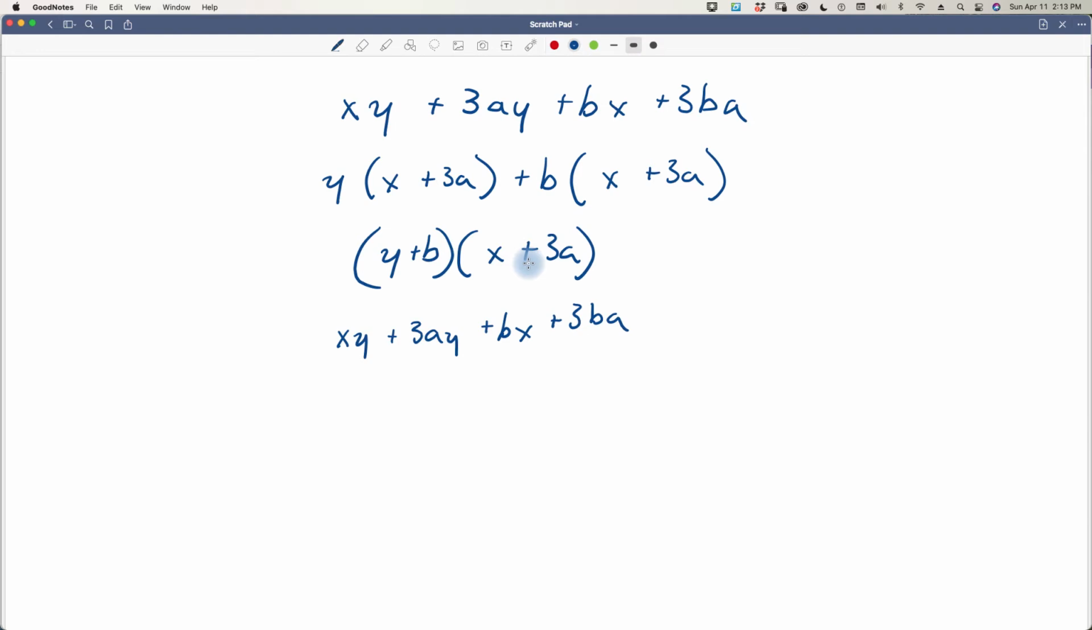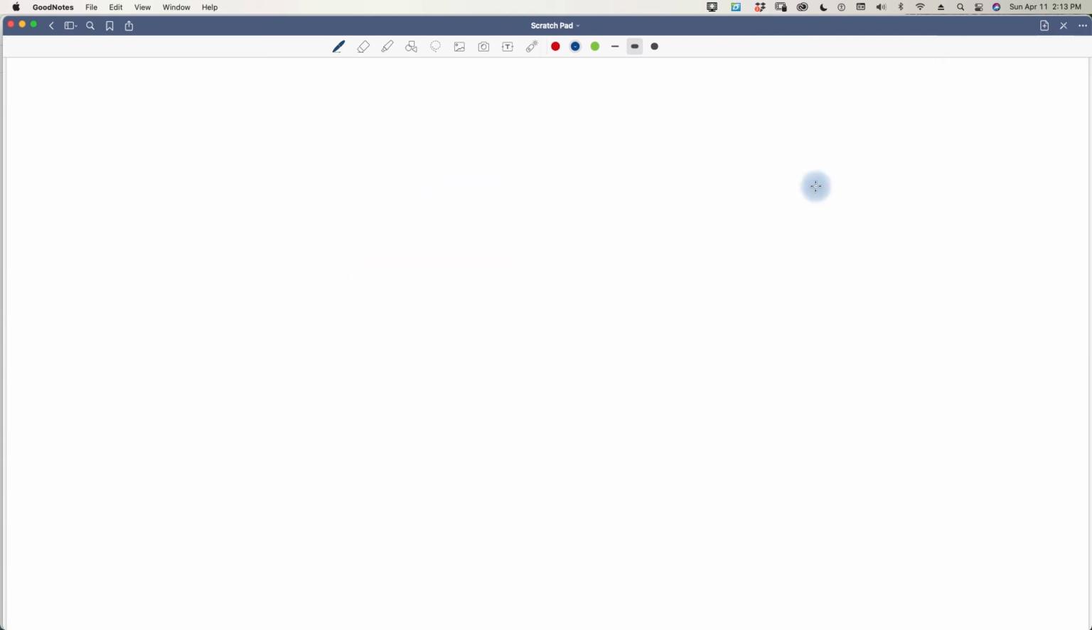So the hard part, the tricky part, is knowing which terms to group together. So let's work through some problems and get a little practice at figuring out which terms we need to put together in order to factor them. All right, let's do this on this next problem. This is example 105.1.